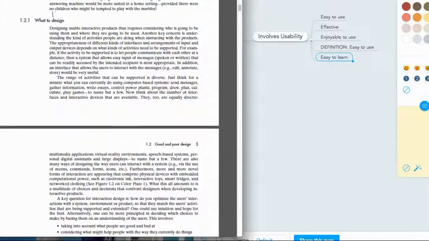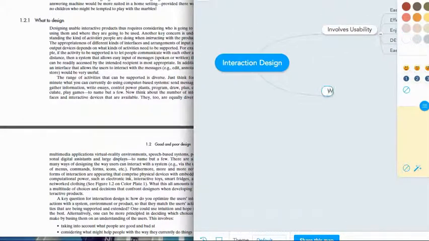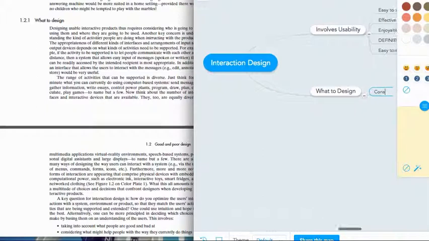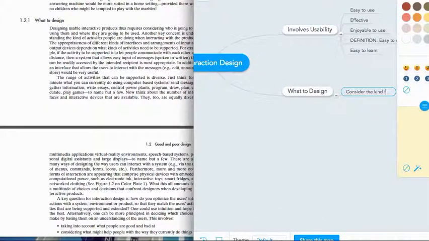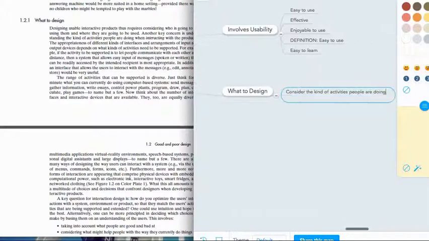Okay, so now we have what to design. So I'm going to make another concept, what to design. And then this reading tells me that I need to consider the kind of activities people are doing.